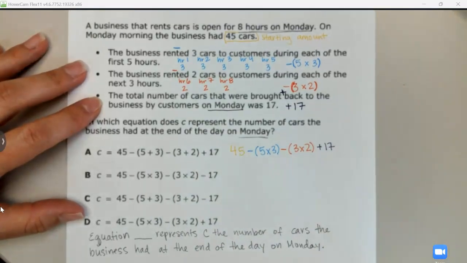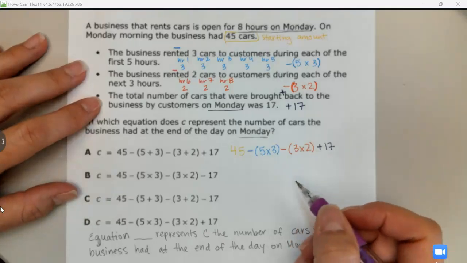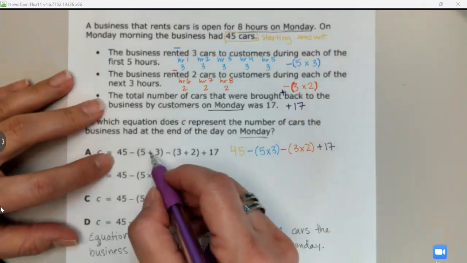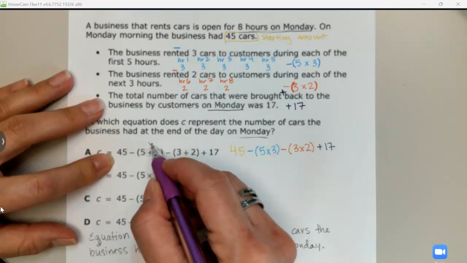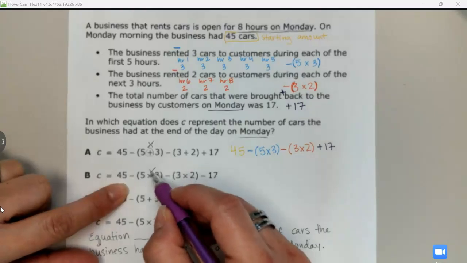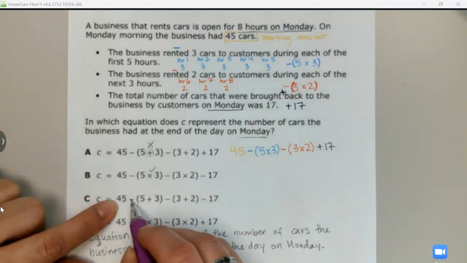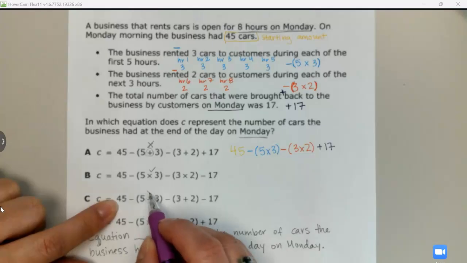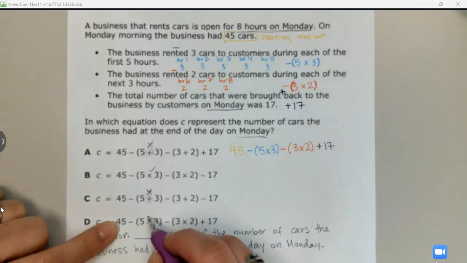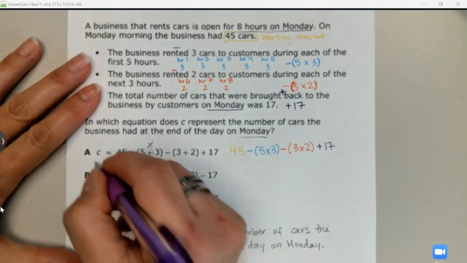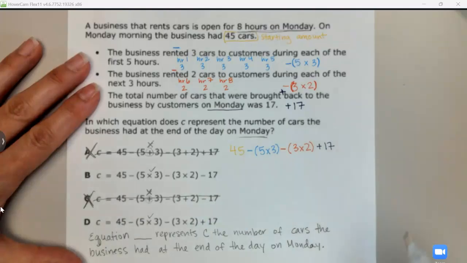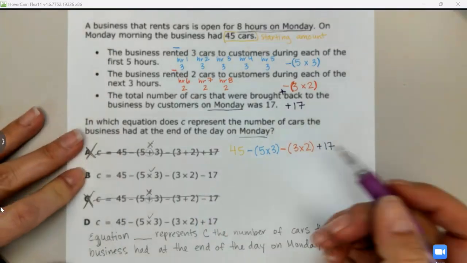So let's go ahead and look at our answer options and use our process of elimination. I'm looking for subtracting and then a grouping of 5 times 3. This is not multiplication, so this is incorrect. Starting with 45, subtracting 5 times 3, this is correct. Starting at 45, subtracting 5 times 3, this is not multiplication, so this is not correct. Starting with 45, subtracting 5 times 3, this is correct. Okay, so we've now eliminated answer option C and answer option A. So I can strike through those. So now we're just looking at answers B and D.